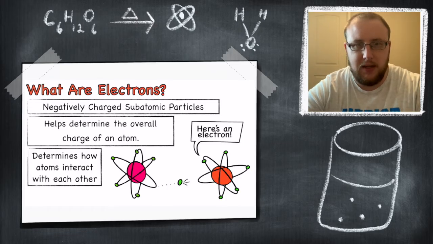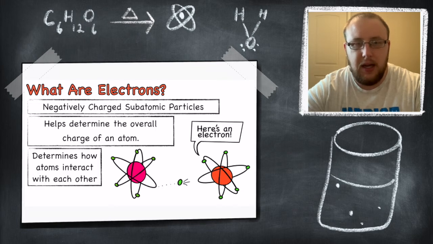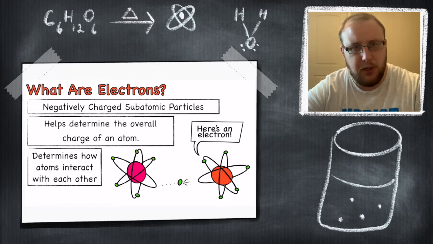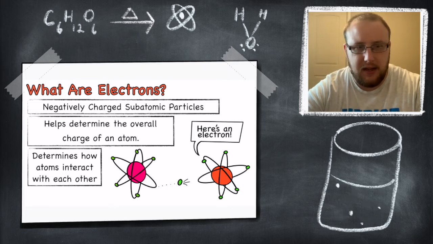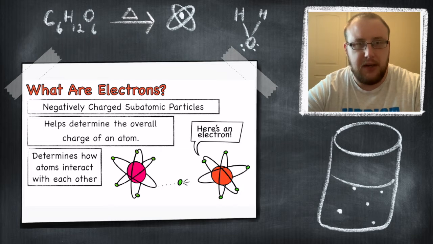So what are electrons? Electrons are negatively charged subatomic particles. They are found outside the nucleus, so they are not inside the nucleus. That's only protons and neutrons. And they help determine the overall charge of an atom. Remember, we cannot change the number of protons. Protons are the identity of the atom. So in order to change the charge of an atom, we must change the number of electrons, or negative charges. Okay, so keep that in mind.